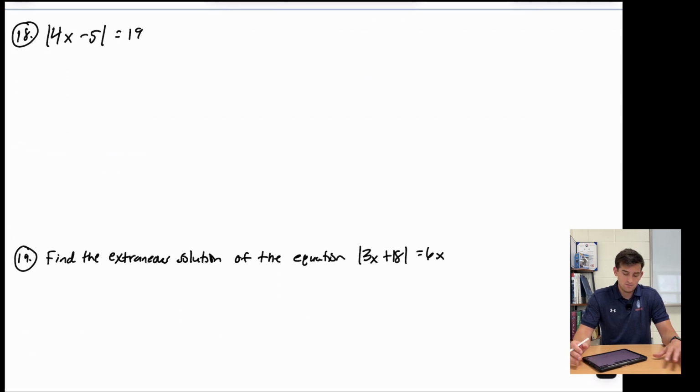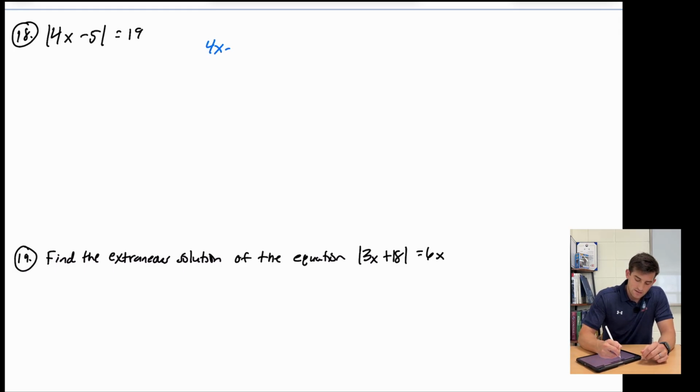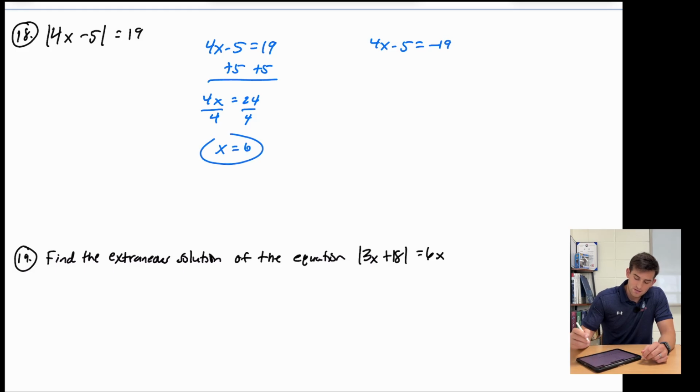All right, number 18, absolute value of 4x minus 5 is equal to 19. So just a standard absolute value equation here. 4x minus 5 is either 19, or 4x minus 5 is negative 19. So I'm going to add 5 and solve both of these related linear equations. So we get 4x equals 24. We divide by 4, we get x equals 6.